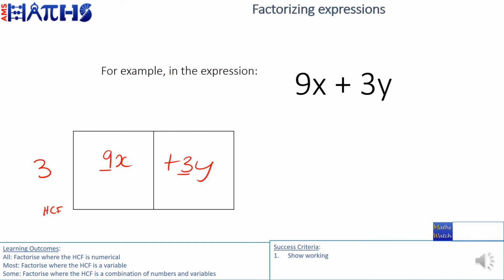Then all we need to do is find the two terms which will multiply to give 9x and 3y. So 3 times 3x will give us 9x, and 3 times 1y is going to give us 3y. So our answer is going to be 3, open bracket, 3x plus y.